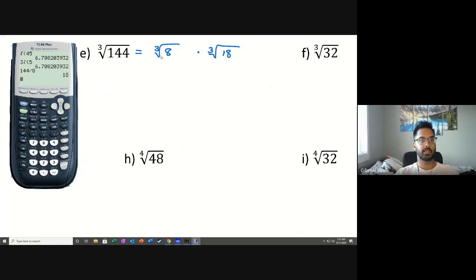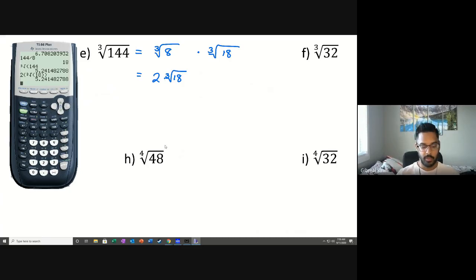Okay, so we're actually going to compute the cube root of 8. That's going to give us 2. And it's going to be multiplied with the cube root of 18. So we've now written it as a mixed radical. And we can again double check. So the cube root of 144. And then 2 multiplied with the cube root of 18. And we do get the exact same result. So we know that our forms are equal.